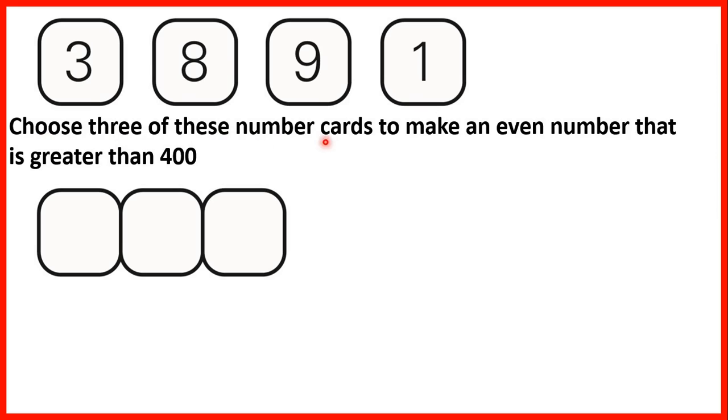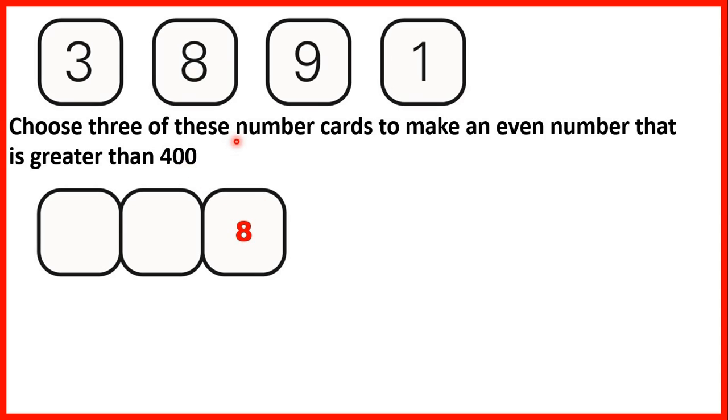Choose 3 of these number cards to make an even number that is greater than 400. So remember, an even number needs to end in 0, 2, 4, 6 or 8. And the only even number we have here is 8, so we need to write 8 as our ones digit.